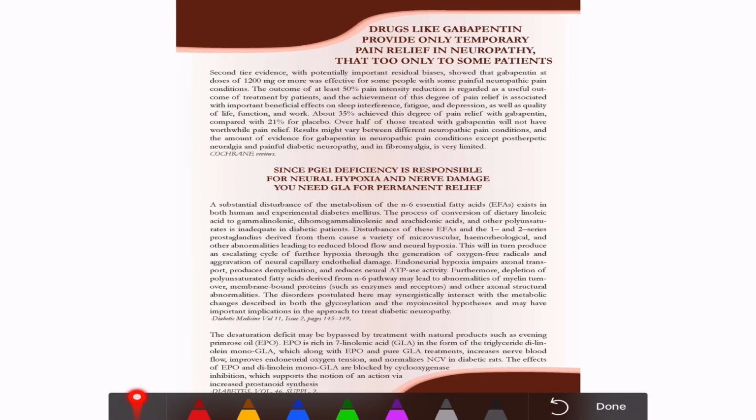So in our compass, we are basically saying that, doctor, there are drugs like gabapentin that provide temporary relief by relieving pain in diabetic neuropathy. That is what we say here. Drugs like gabapentin provide only temporary pain relief in neuropathy, and that too only to some patients. For a lasting solution, you need MecGLA, because MecGLA treats the root cause of neuropathy. So here we are saying that since PGE1 deficiency is responsible for neural hypoxia, you need GLA for permanent relief.